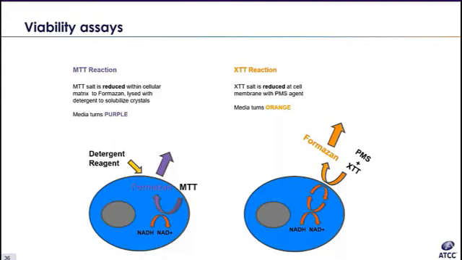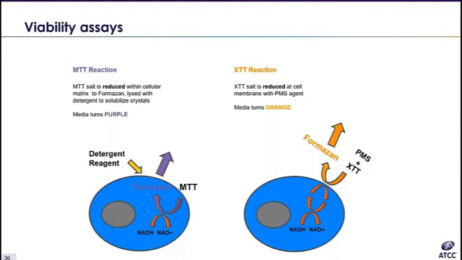The cells are then lysed with detergents, releasing the formazan, giving off a purple color. The more purple the media, the more metabolically active and growing the cells will be. So this assay is good for measuring things like cytotoxicity and apoptosis. And the XTT reaction on the right is very similar, but the reaction takes place at the surface, and it gives off an orange color as an indicator.